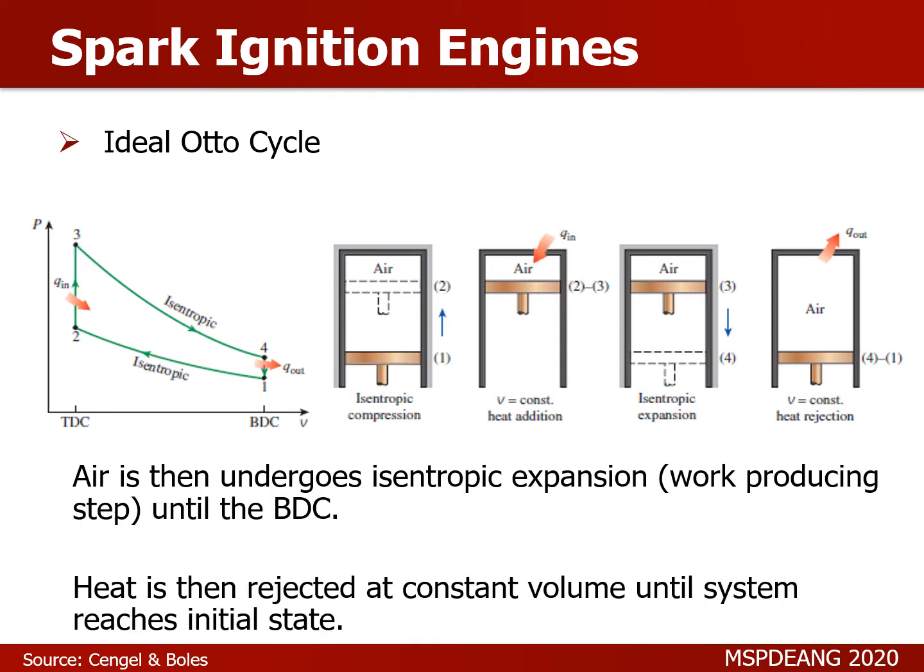After that, after the increase in pressure, you now have the isentropic expansion step, your work-producing step. The piston will now move down from state 3 to state 4, and this will now produce work isentropically. And lastly, we now need to reject heat at constant volume, which is state 4 to state 1. And then from here, we can start the cycle all over again.